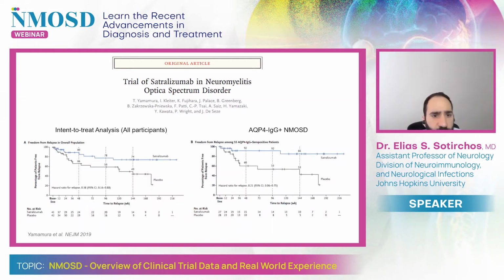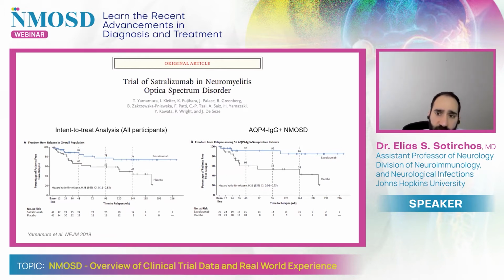It again also employed a time-to-event analytic approach in this study. Here we see the results from this study, which also demonstrated a very significant reduction in the risk of relapse in the patients who were treated with satralizumab. As I mentioned, this trial also included aquaporin 4 IgG seronegative participants.